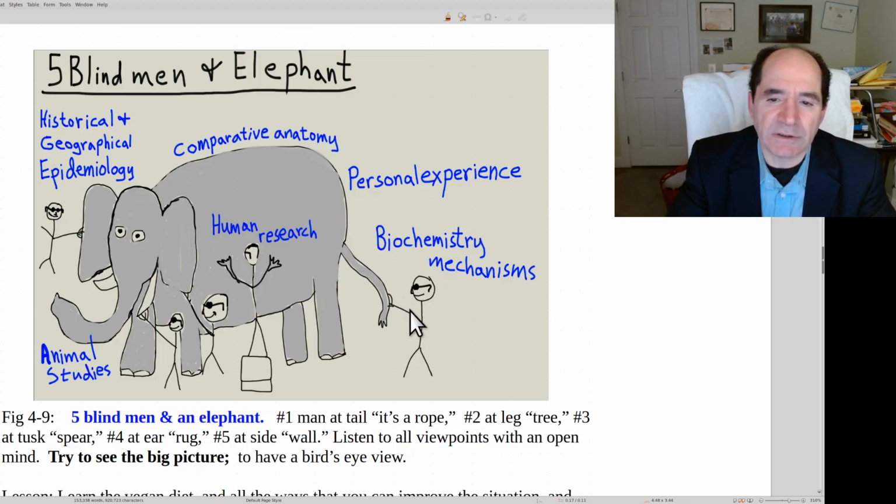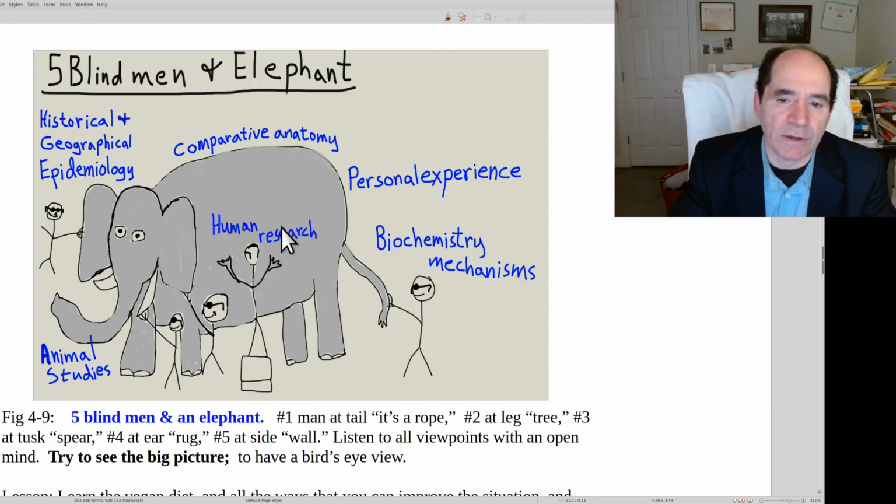Anyway, the point of the five blind men and the elephant is that each of the PhDs tends to see a very narrow part of what's going on. The biochemistry mechanisms is one of them. Research on humans is another one. Comparative anatomy could be part of it. So the one feeling the tail of the elephant thinks it's a rope. The one feeling the side of the elephant thinks it's a wall. The one feeling the tusk thinks it's a spear. The one feeling the ear thinks it's a rug.